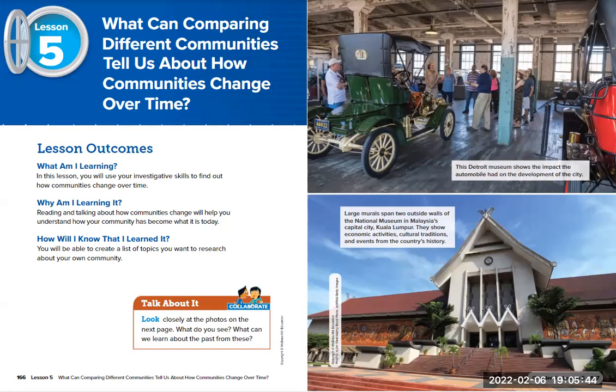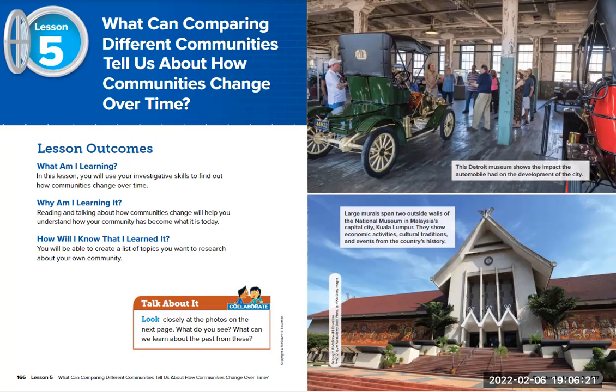Hello, third graders. So today we're going to continue chapter 4, communities and how they change over time. But we're going to continue to lesson 5 with what can comparing different communities tell us about how communities change over time. So in the previous lessons, we talked about how communities have changed over time in comparison and contrast. We talked about how people or events can change communities.